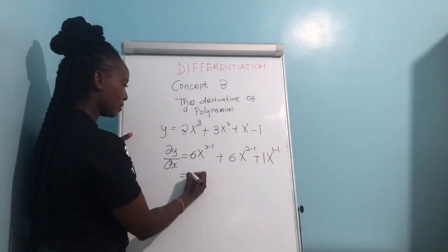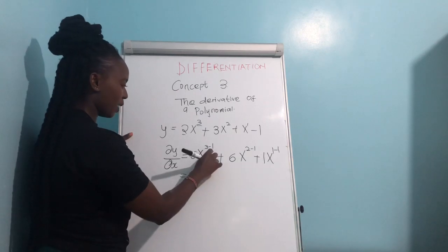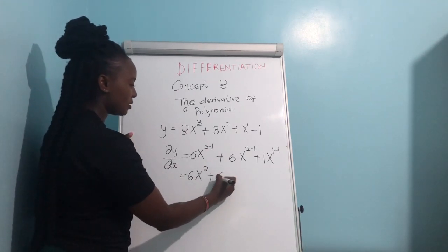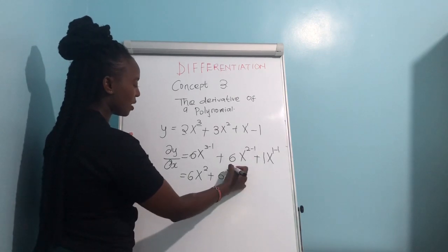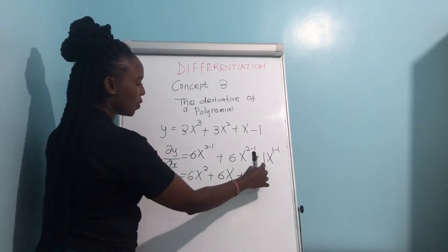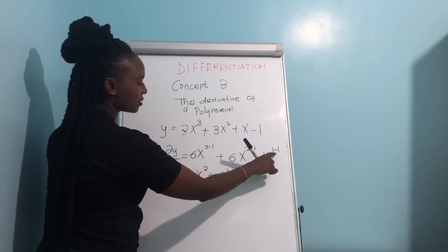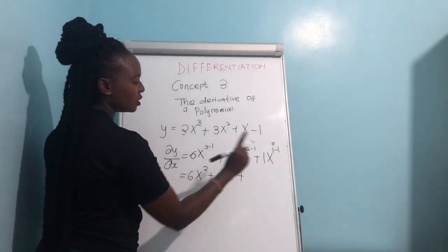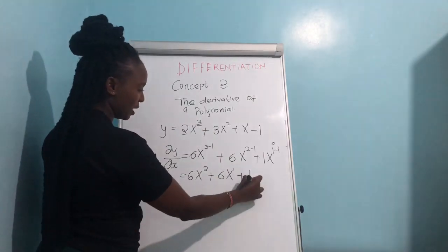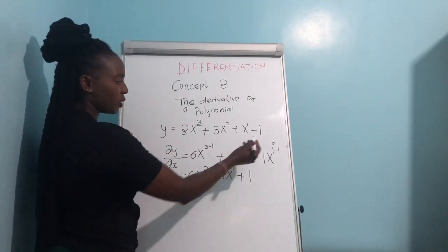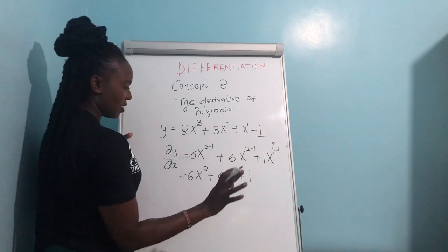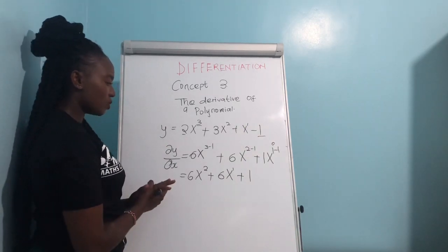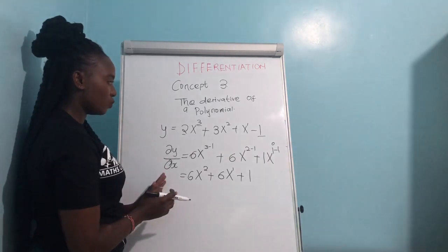So this becomes 6x^(3-1), which is 6x^2, plus 6x^(2-1), which is 6x, plus 1 times x raised to 1-1, which is 0. Any number raised to 0 is 1. So here we are left with 1. Remember, we did not touch the constant because it doesn't have an x, and we're differentiating with respect to x. So when it comes to these equations, this is how you're supposed to do it.